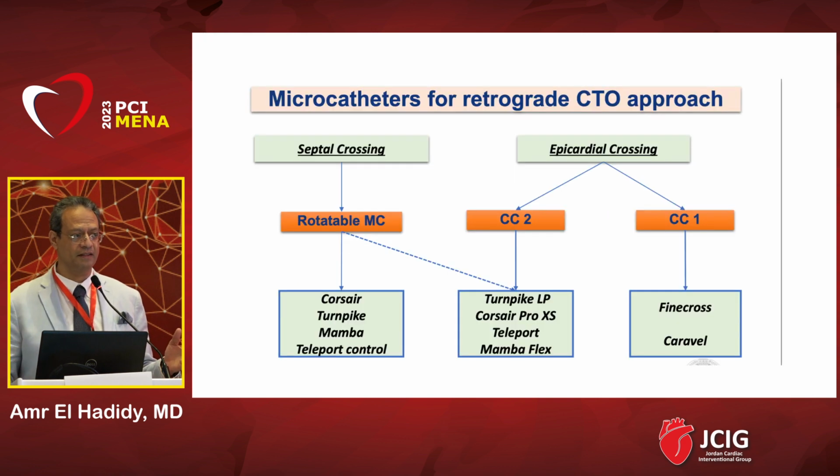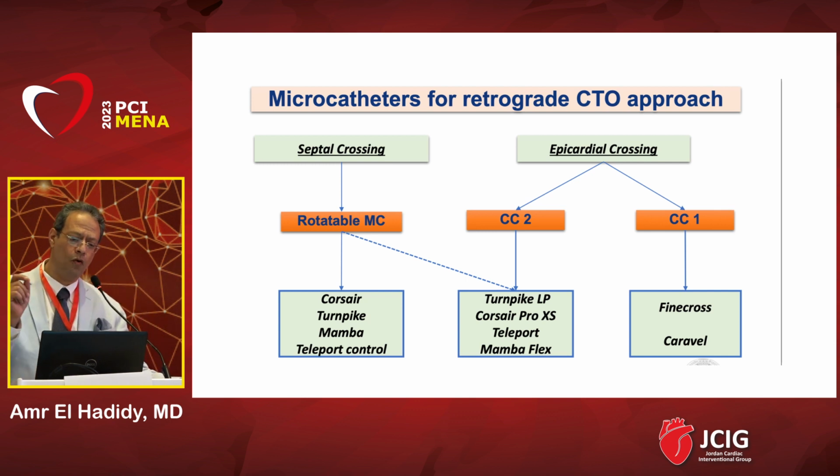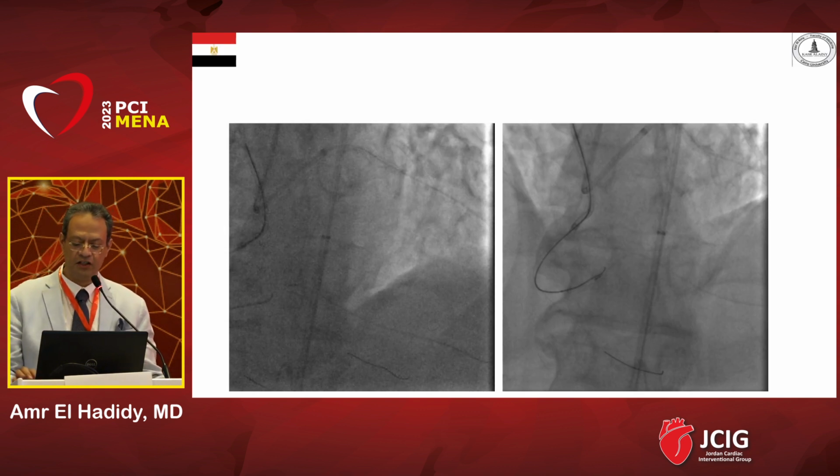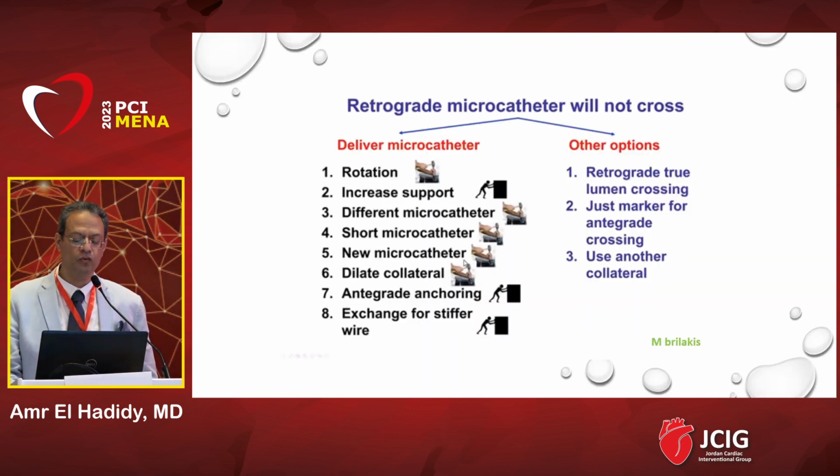All we know about the microcatheter: we have septal crossing. For septal crossing, you have a rotatable microcatheter, and this is a very good microcatheter to rotate, like Corsair, Turnpike, Mamba. For epicardial crossing, if you have a small epicardial collateral, you can use a smaller one, like FineCross or Caravel, while for the bigger collaterals, CC2, you can use a Turnpike or Corsair Pro XS.